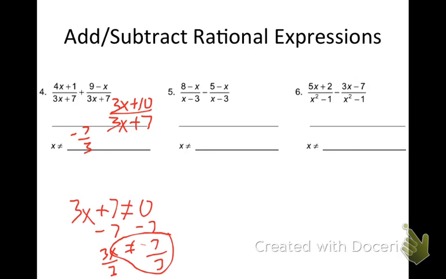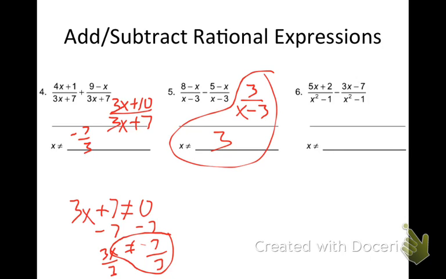Number 5. 8 minus x over x minus 3 minus 5 minus x over x minus 3. What do you get when you combine like terms there, John? 3 over x minus 3. Nice job, sir. Yeah, your x's do cancel out. Nice job. And then x cannot equal what value, John? X cannot equal 3. Nice job.